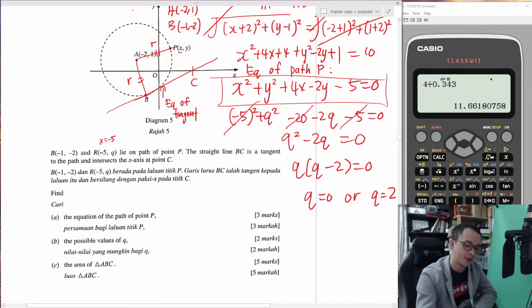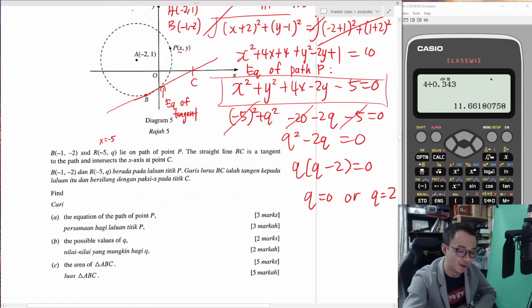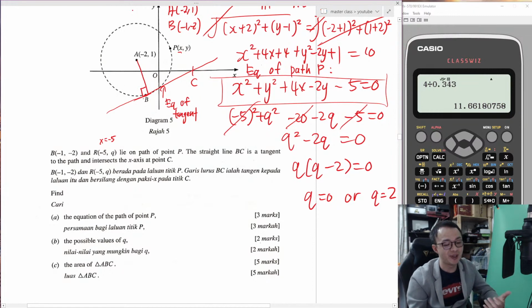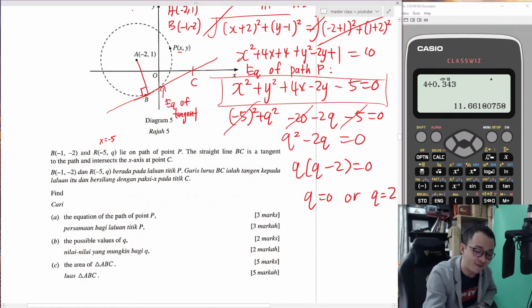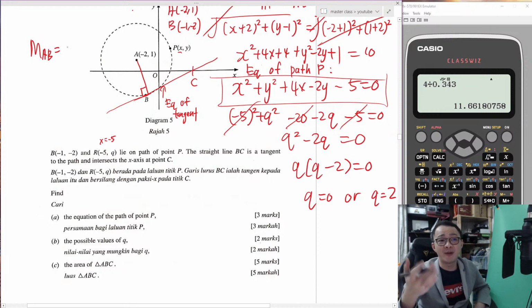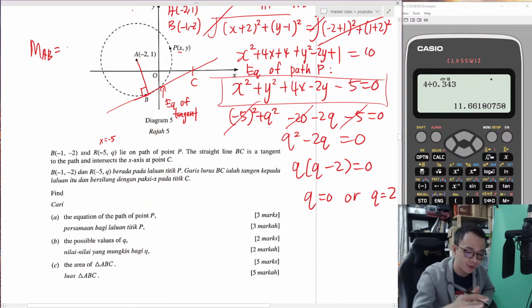Okay, so there's some circle theorem you need to know. From center point to the tangent, they will always be 90 degree. Okay, they will always be 90 degree. So therefore, I find the gradient of AB first. Because 90 degree, we can do M1, M2 equal to negative 1.